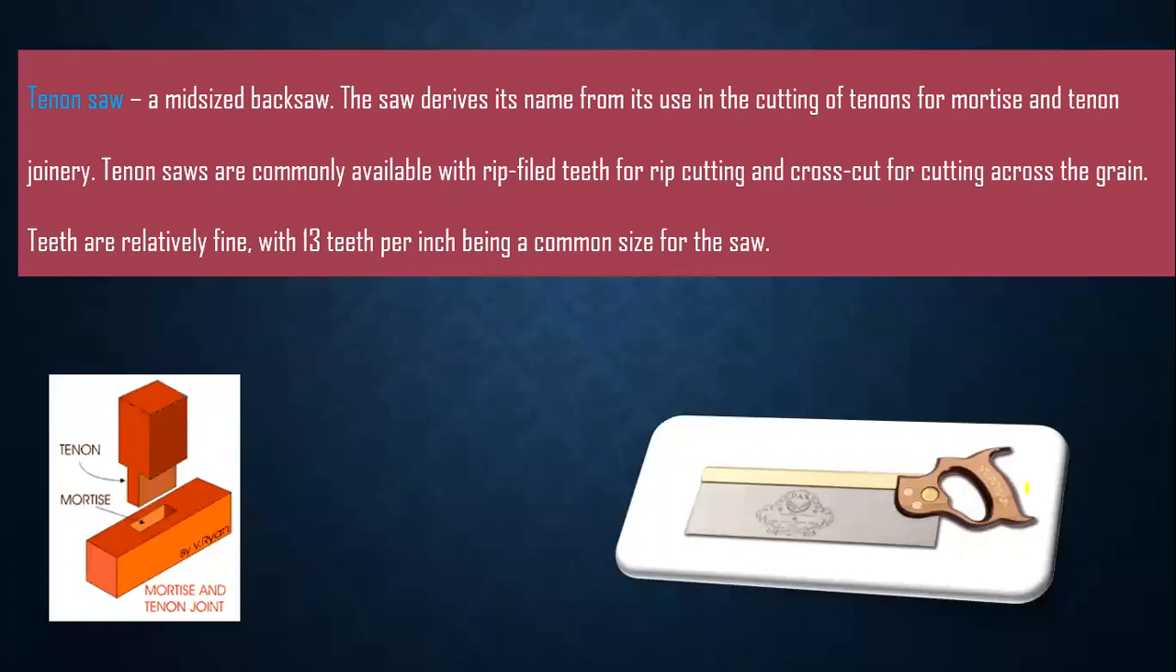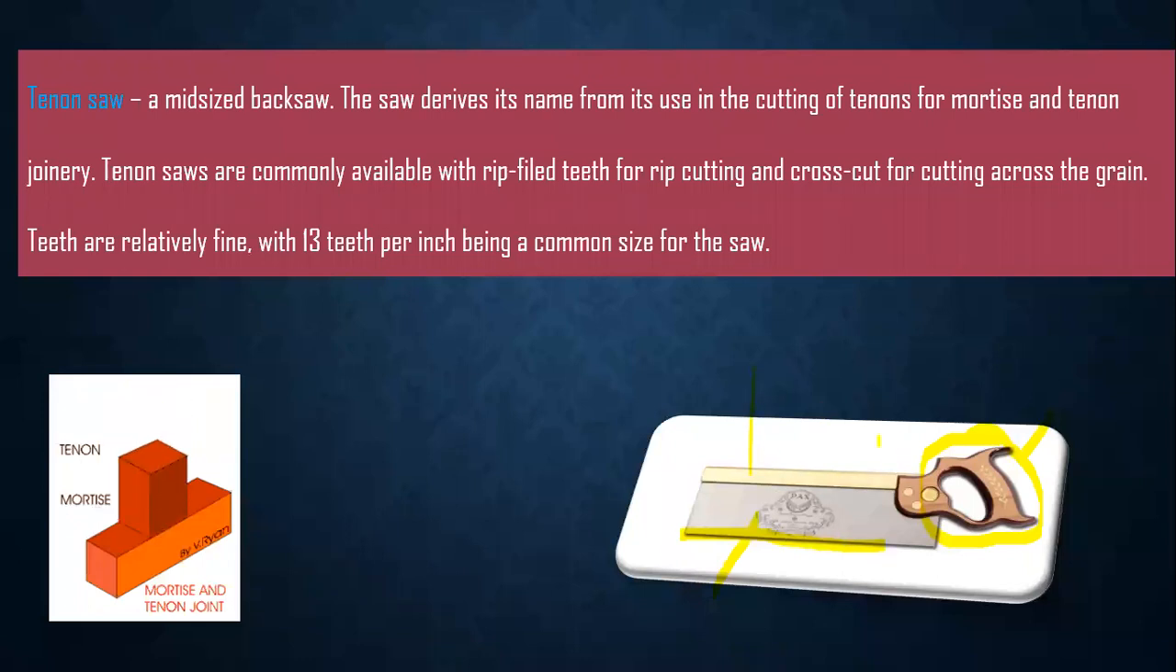Look at the design, very beautiful. The difference between the tenon saw and the next one we are going to look at is the design of the handle. This is the handle. This part is the blade. And the edge here is what we call the teeth. And then the stiffening back.